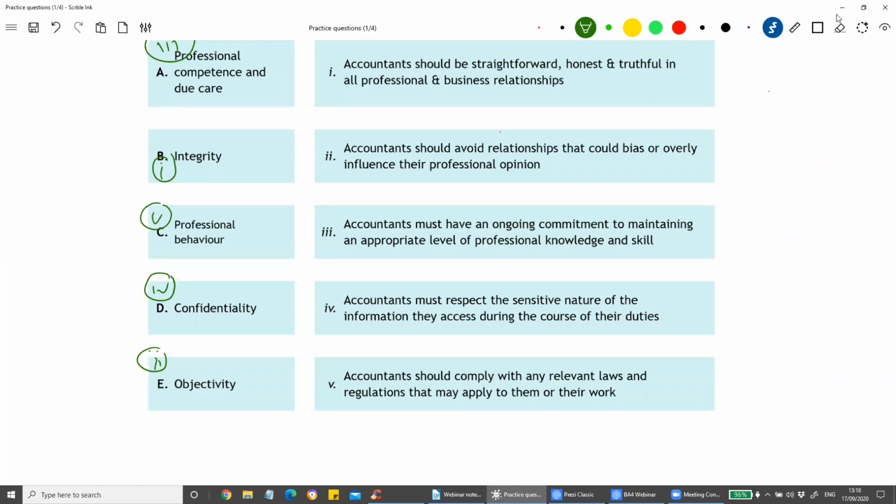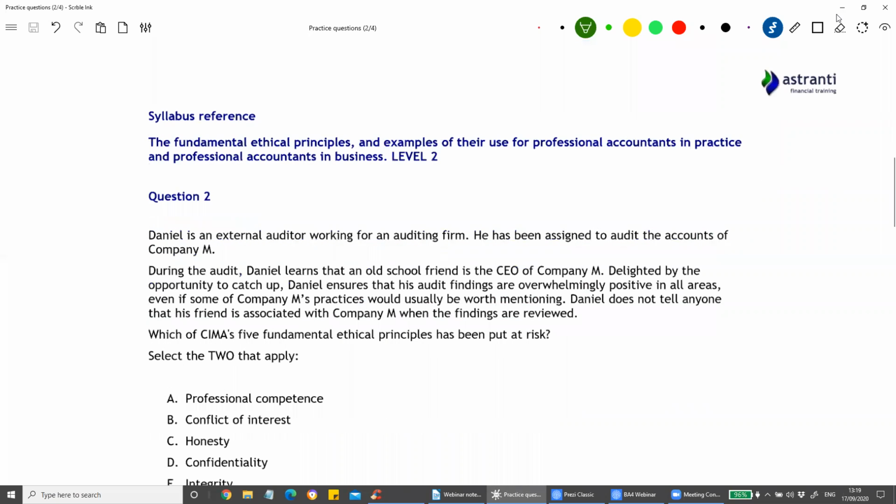So there we go. That is the 5 fundamental ethical principles, and this is what I would call an easy question. But what we're going to do now is use exactly the same material, and I'm going to show you how it can be made to be more difficult, because I think this is one of the reasons why the BA4 has the lower pass rate, because the material seems quite simple, that when people get to the exams, they get tripped up by the complexity of the question.